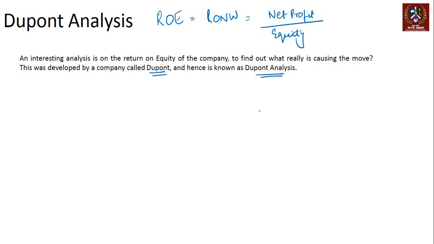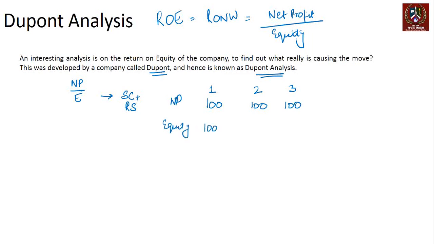Now, a few things become interesting about ROE, right? So ROE is net profit divided by equity. What is equity? If you remember, equity is your share capital plus reserves and surplus. Now think about it this way. There's a company which over 3 years generates the same amount of profit, right? So that's, let's say, net profit of the company. Let's also talk about what's the equity value of the company. So in the first year, let's say equity value is 1000.